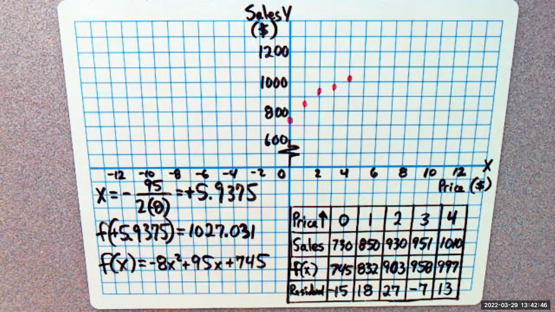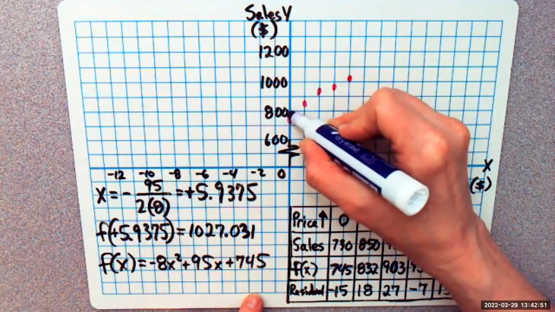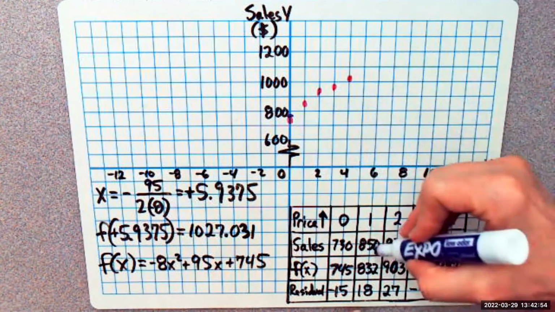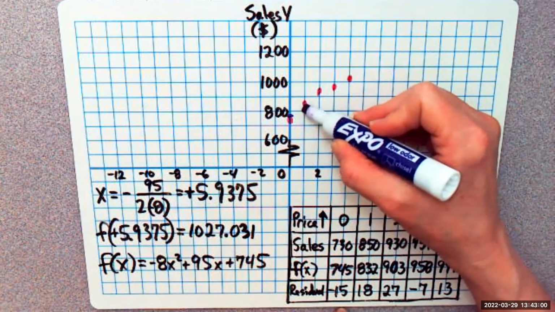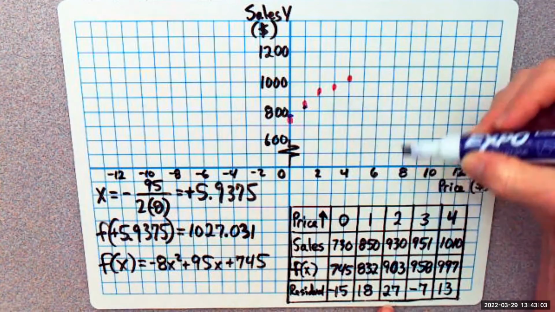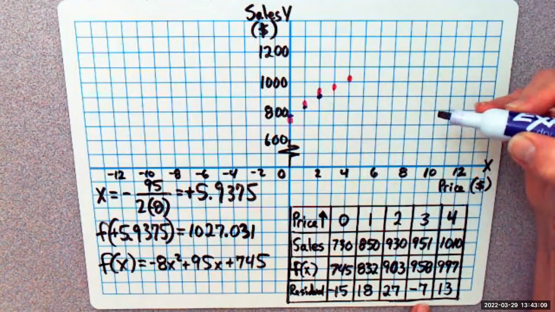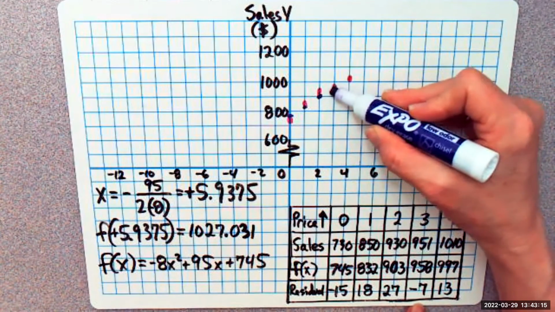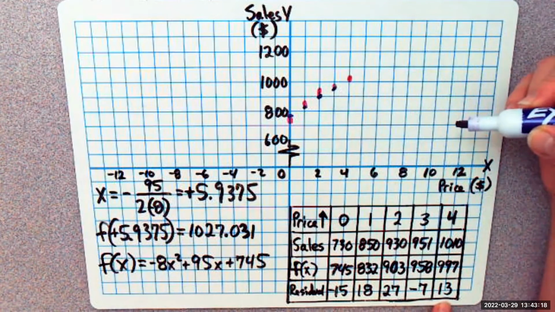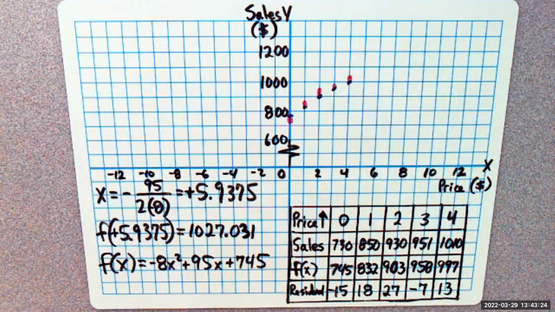All right, so at 0, we're at 745, so there's just a tad bit of a difference there. At 1, we're at 832, which is just a little under. At 2, we're at 903, so we're really close to 900. And at 3, we are at 958, so these two are almost identical. And at 4, we're at 997, so again almost right there. So that makes a much better curve. That looks like a really nice curve fit.